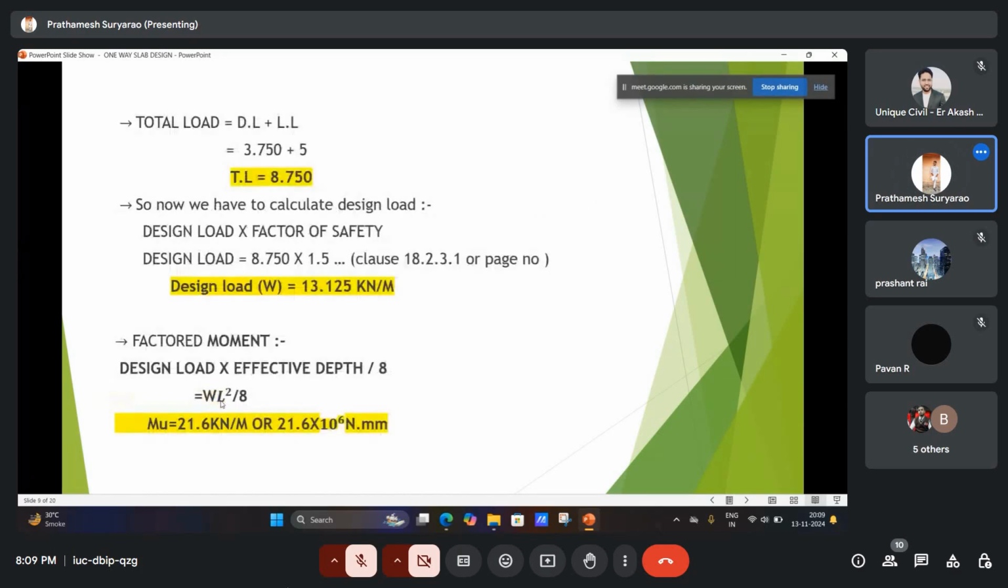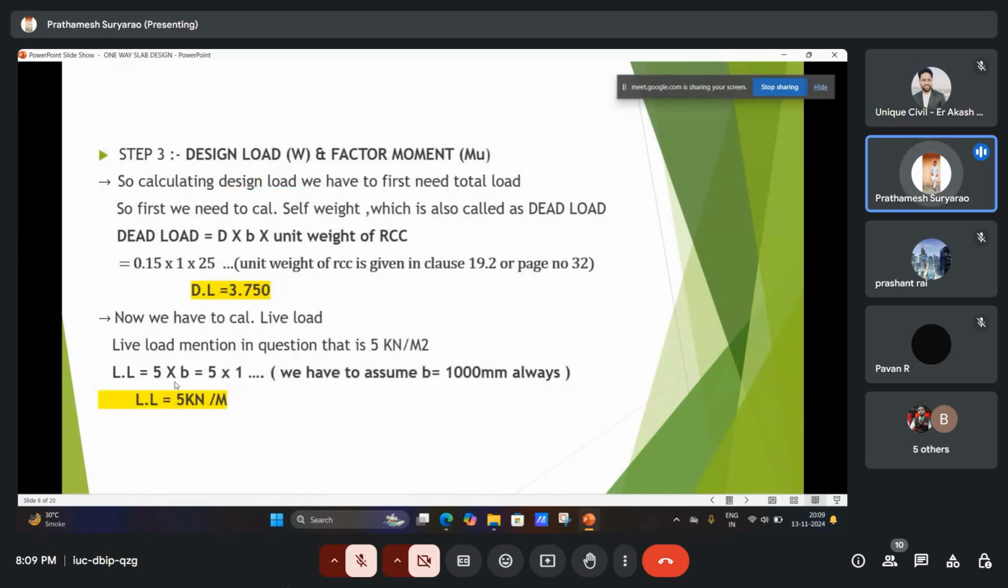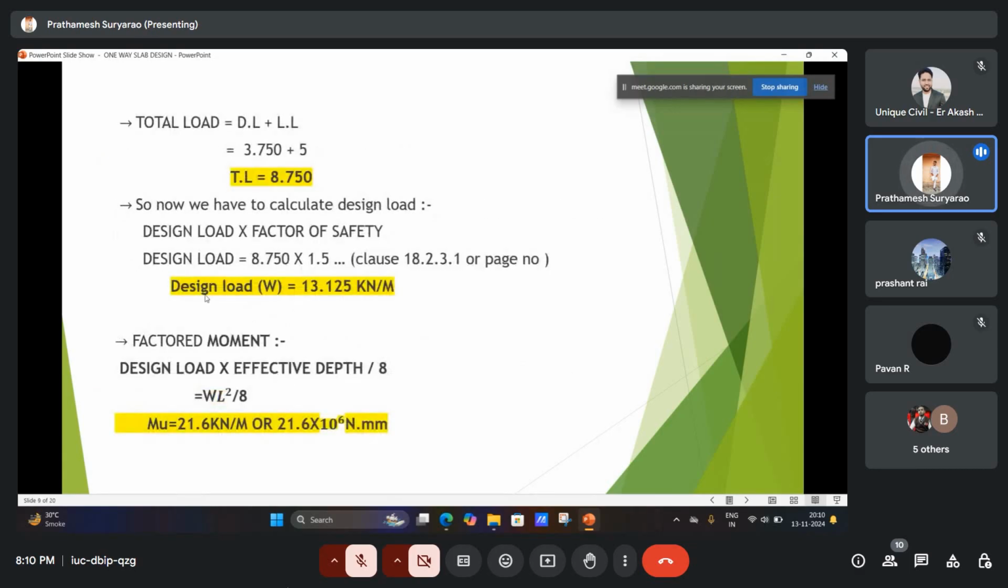After getting the self weight and live load, we have to calculate the total load coming to the structure. So DL plus LL, putting values, 3.750 plus 5. So the total load we get is 8.750. Now we have to calculate the design load. What is the formula of the design load? Total load into factor of safety, so the load is 8.750.